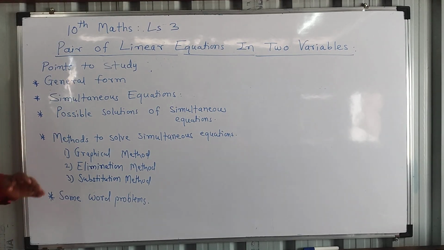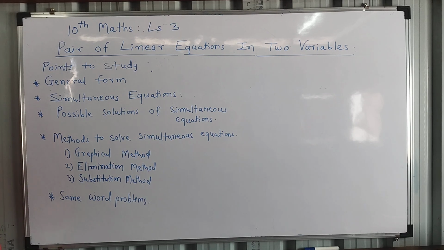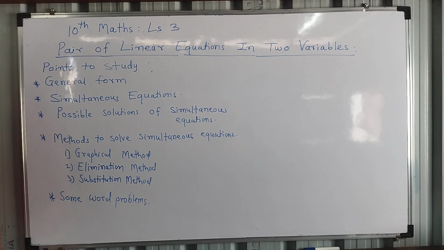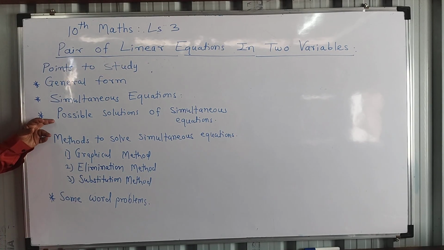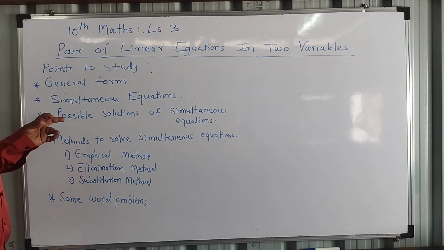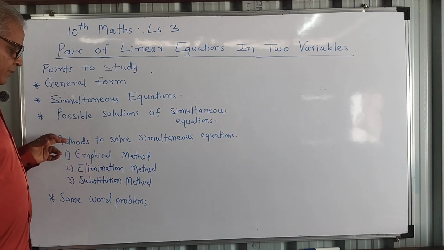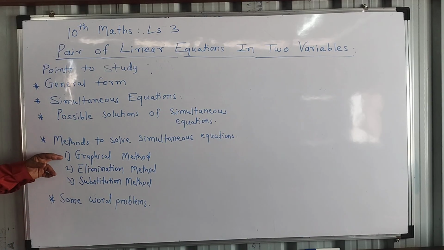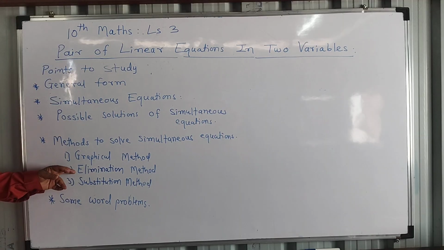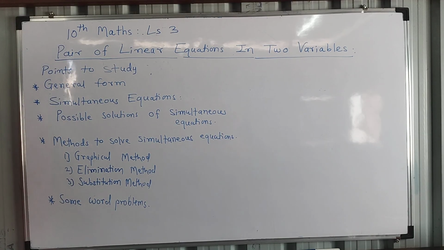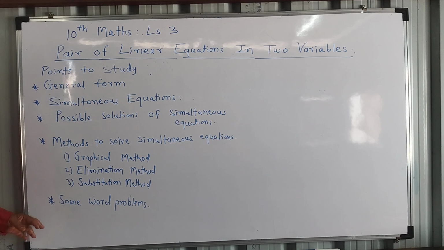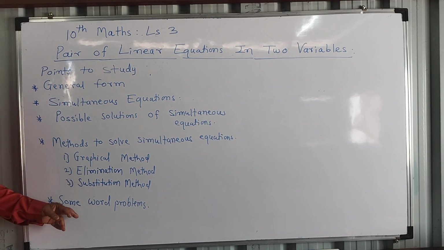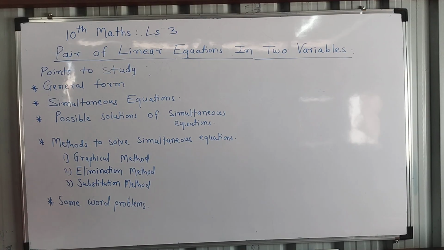There are three possibilities. First is unique solution, second is no solution, and third is infinitely many solutions. So without solving any linear equations or any simultaneous equations, we can say what is the nature of solution. And lastly, we will see three methods to solve the simultaneous equations. First is graphical method, second elimination method, and third substitution method. And in this lesson again we will solve some word problems which are related to simultaneous equations.